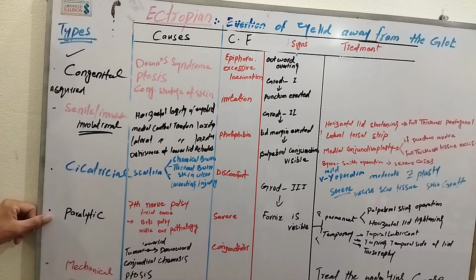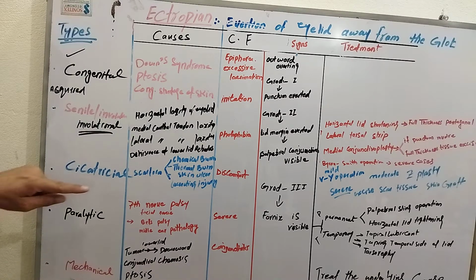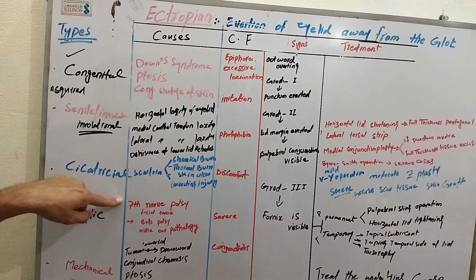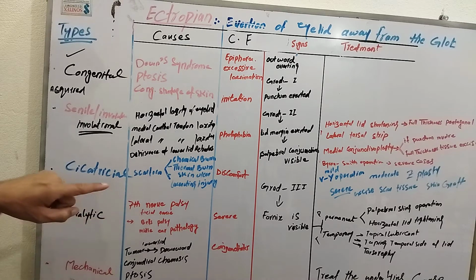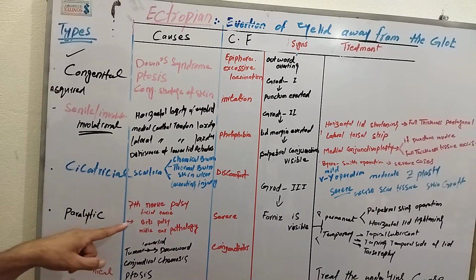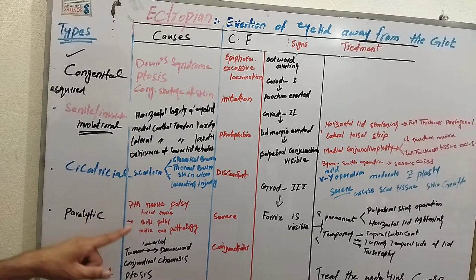Now what are the causes of paralytic? It is clear from the name that there is some type of paralysis. You can say seventh nerve palsy. The seventh nerve is basically the facial nerve. We can say facial nerve palsy, seventh nerve palsy. It can also be because of Bell's palsy. It can also develop because of middle ear pathology.